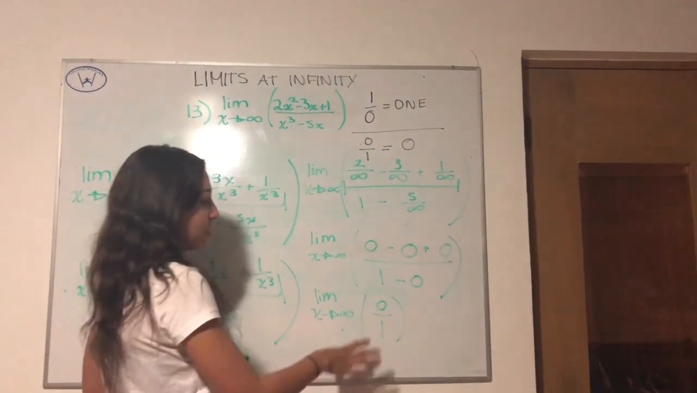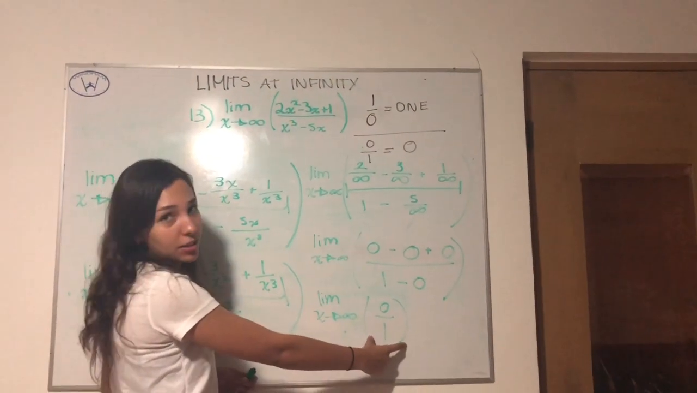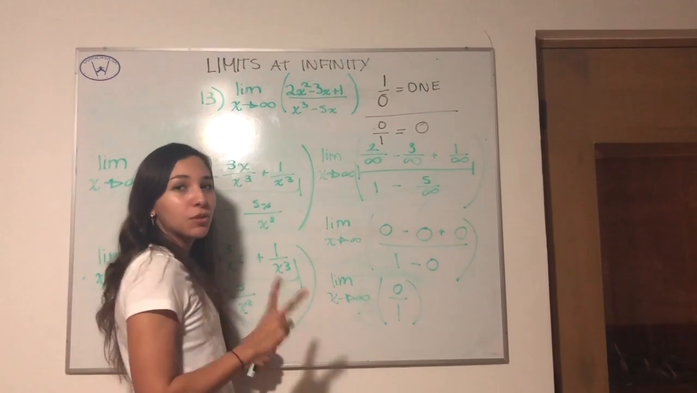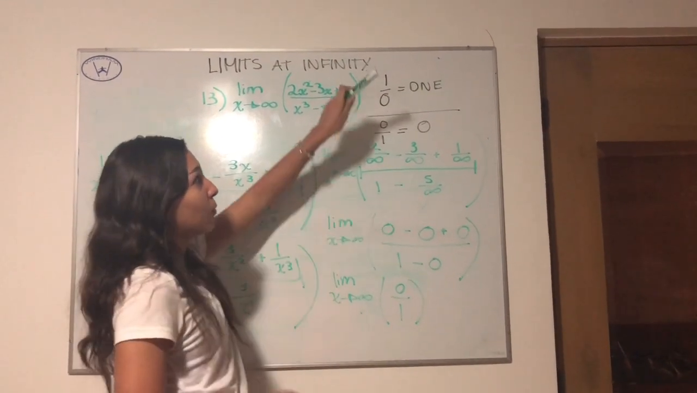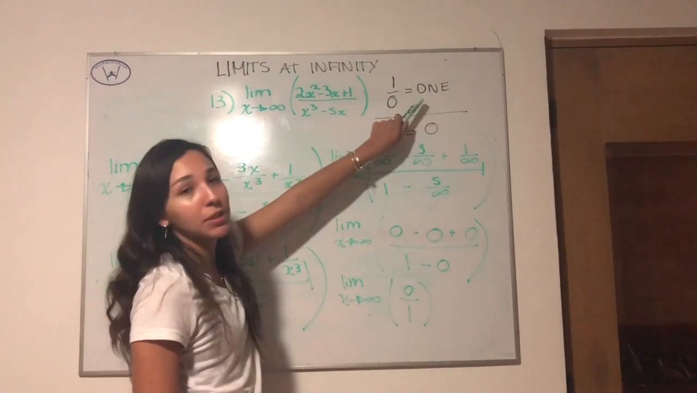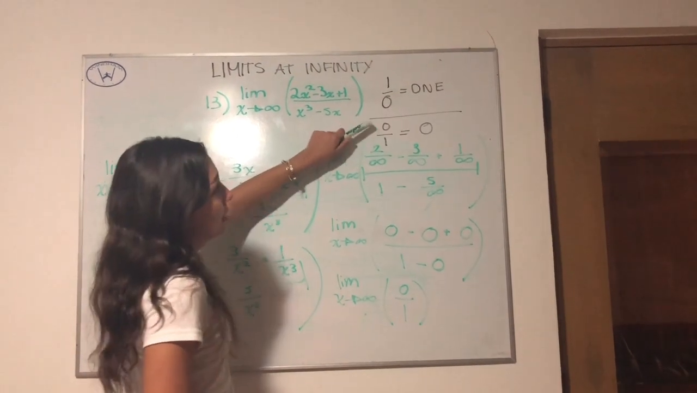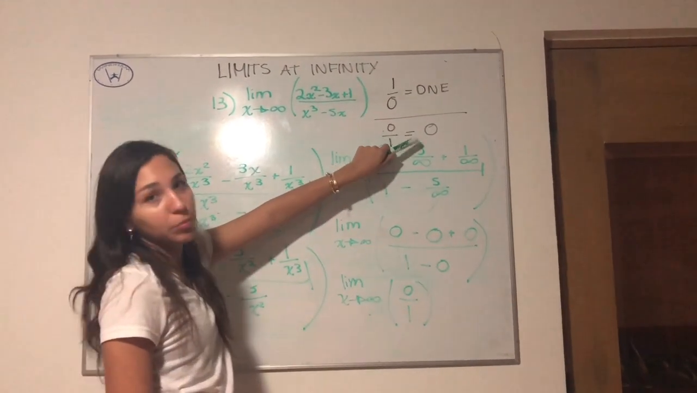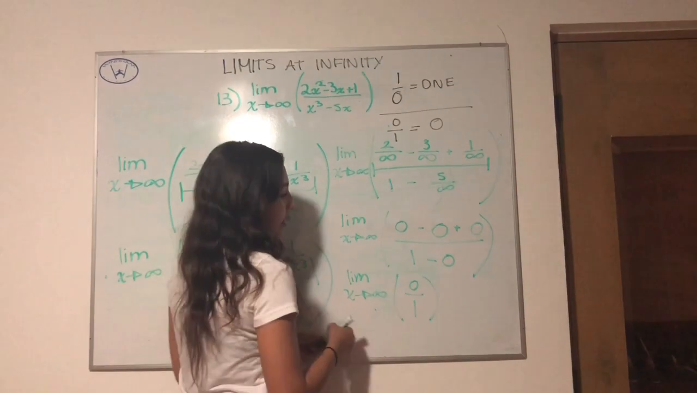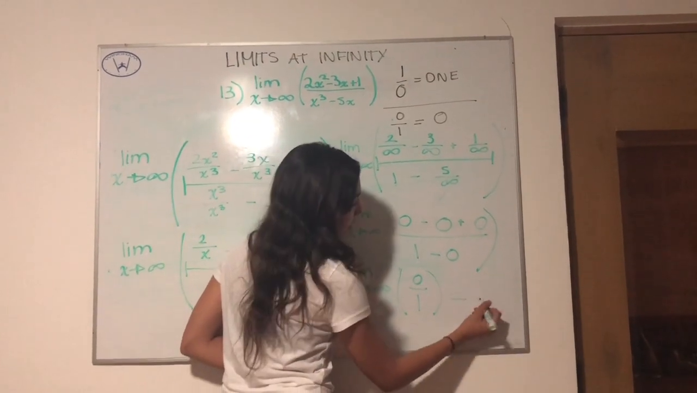Okay, so you might think that this is our final answer, but two basic rules of limits at infinity are that when we get 1 over 0, the answer will be does not exist, and if we get 0 over 1, the answer will be 0. So our final answer will be 0.